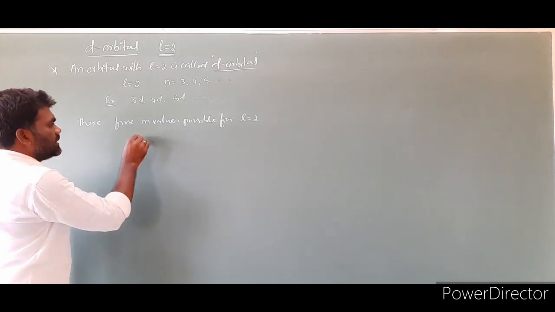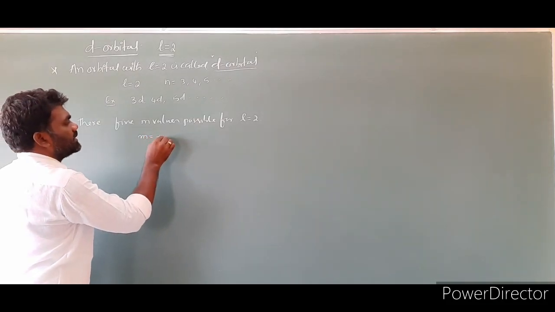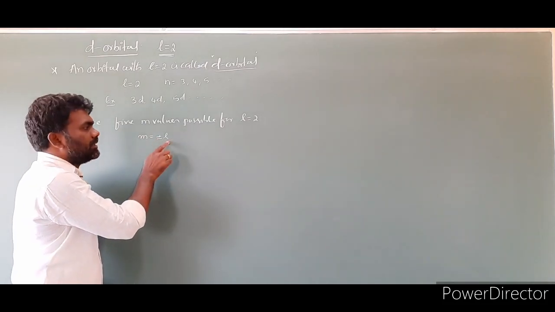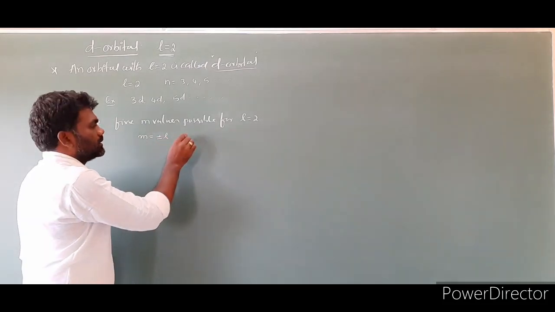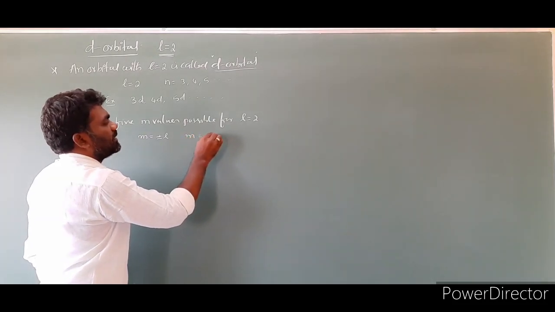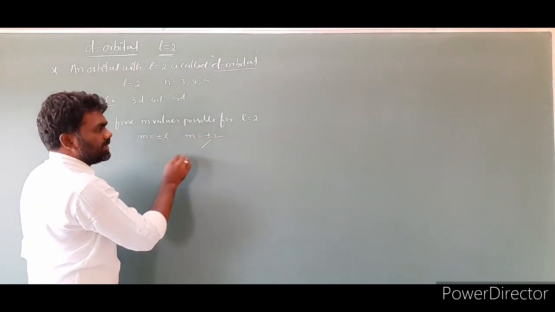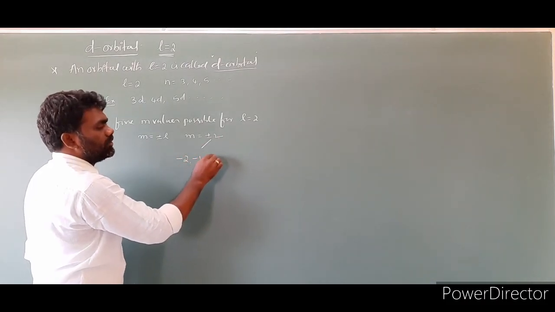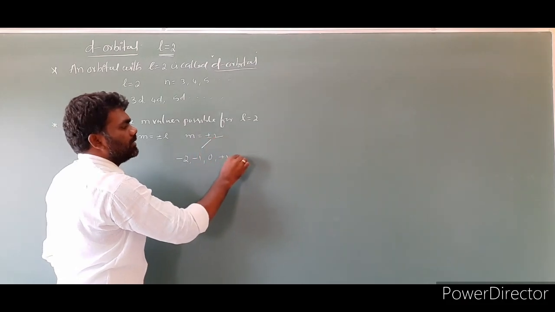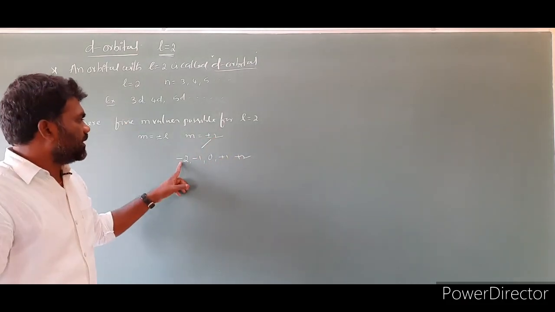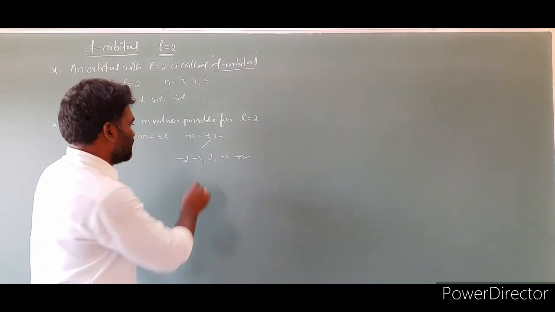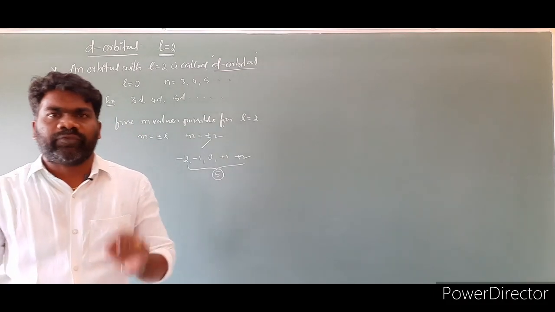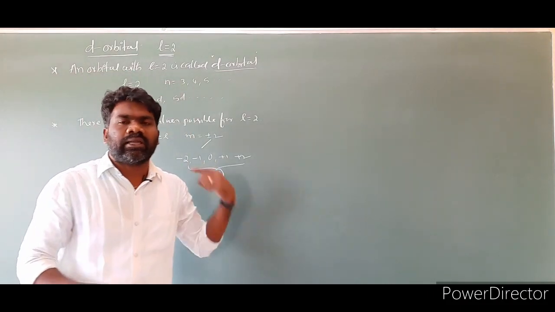What are they? So what is the formula? m is equal to plus or minus L. m is nothing but the magnetic quantum number. Magnetic quantum number depends upon the azimuthal quantum number. So we can take m is equal to plus or minus 2: minus 2, minus 1, 0, plus 1, plus 2. Total possibilities, how many will be there? 5 possibilities. So there are 5 m values possible for a given L value.